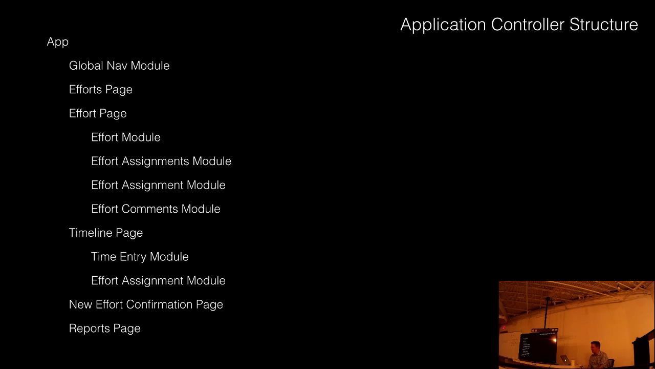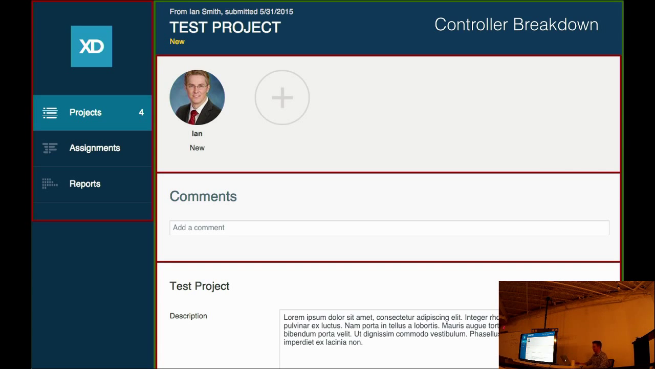Controllers. So looking at the application controller structure, this is kind of how it's broken down. Like I mentioned before, there are modules and pages, and I'll show how that's broken down visually in just a second. But basically, there's a global nav module, pages, and then modules inside of those pages. I'm not going to read all these off. So here's an example of a project.